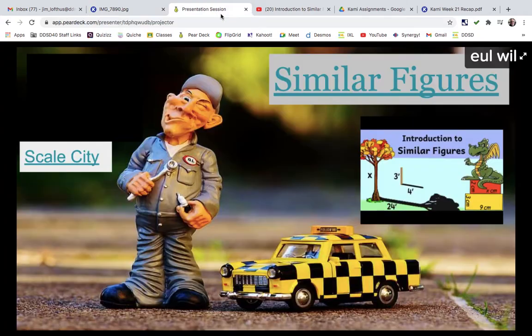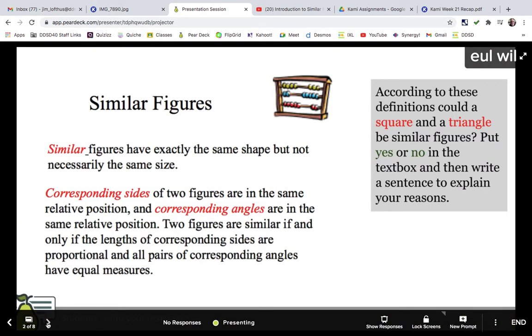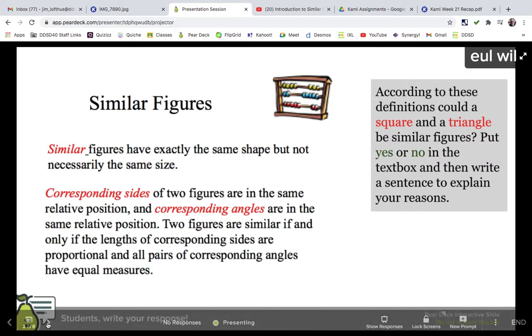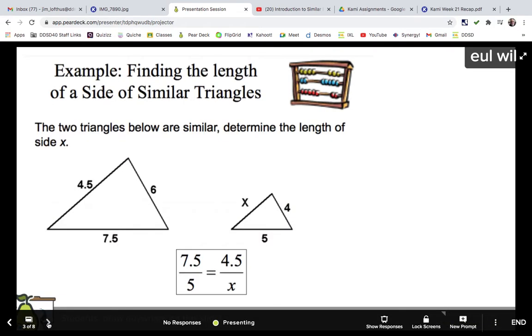All right, then we went to card 2 and discussed how a square could not be similar to a triangle because it wouldn't have corresponding parts. So you can go there onto this week's Pear Deck and write that answer. And then we solved this one that was already set up for us.